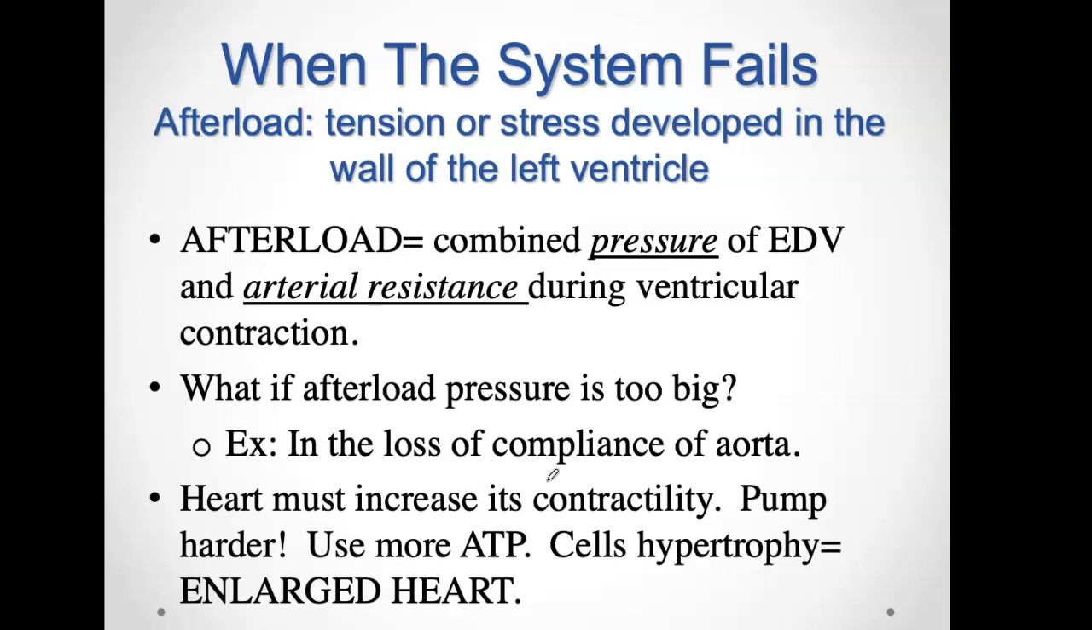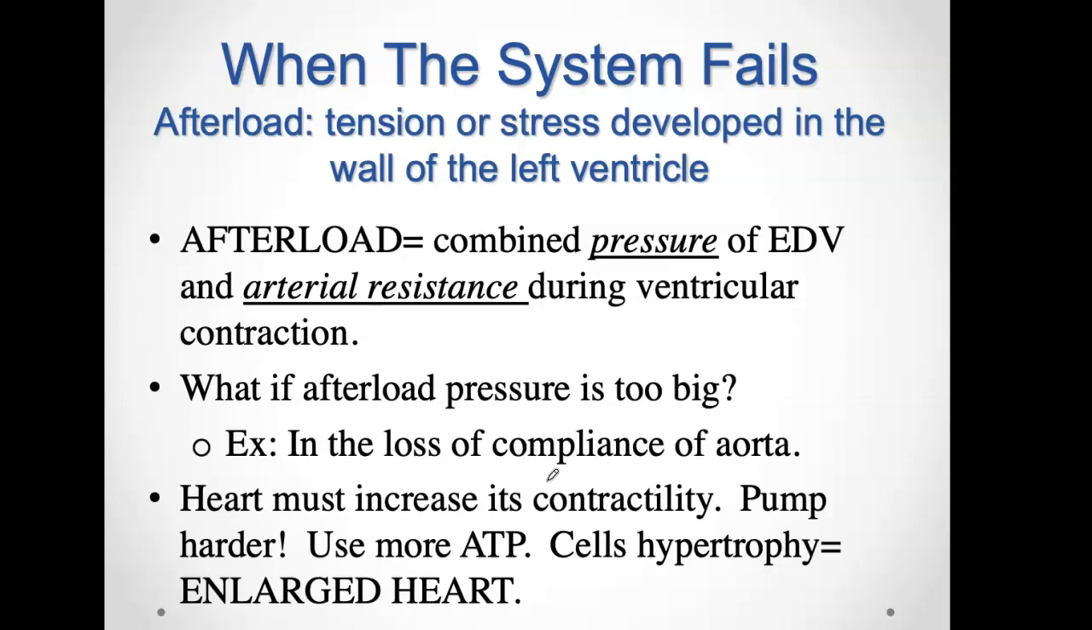Let's say the aorta also is less compliant. Why would it be less compliant? Well, because it too has hardening of the arteries and it's become stiff, so it's not helping pump at all. So then the heart is going to have to pump harder and use more ATP. This is when these cells are going to become enlarged. There's going to be hypertrophy of those cells. You're going to have an enlarged heart.